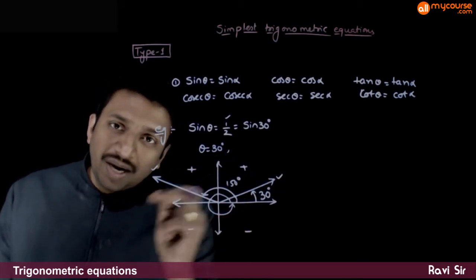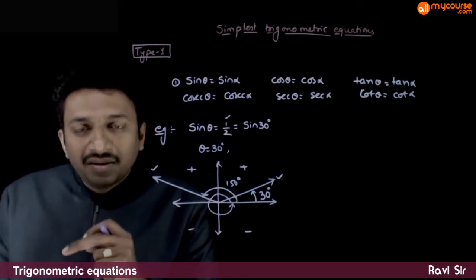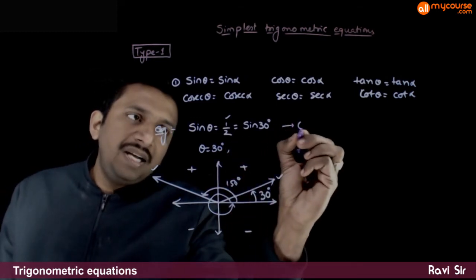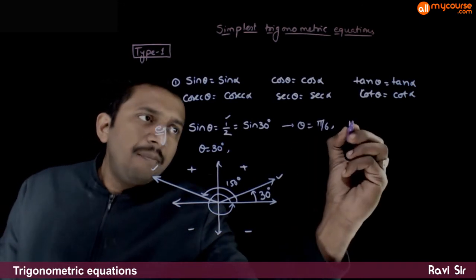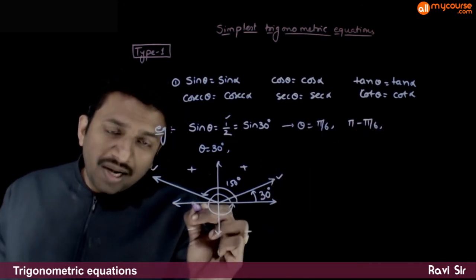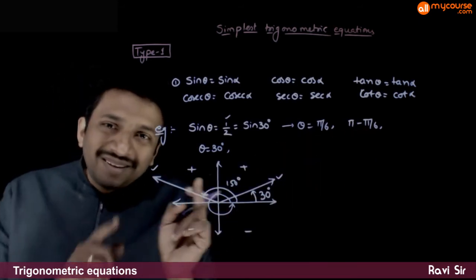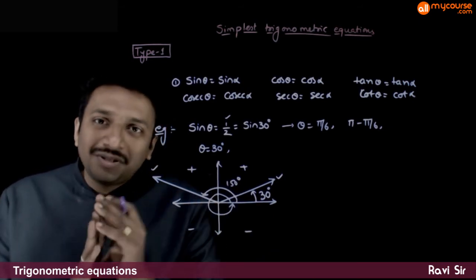Is there a nice way to write this? Yes, this is pi minus 30 degrees. It will be easier to write in radian measure. So theta is equal to pi by 6, which is 30 degrees, and pi minus pi by 6, right? Pi is 180, minus 30 degrees, pi minus pi by 6. These are the two solutions in the first rotation. And in each rotation, I'll keep getting two solutions.